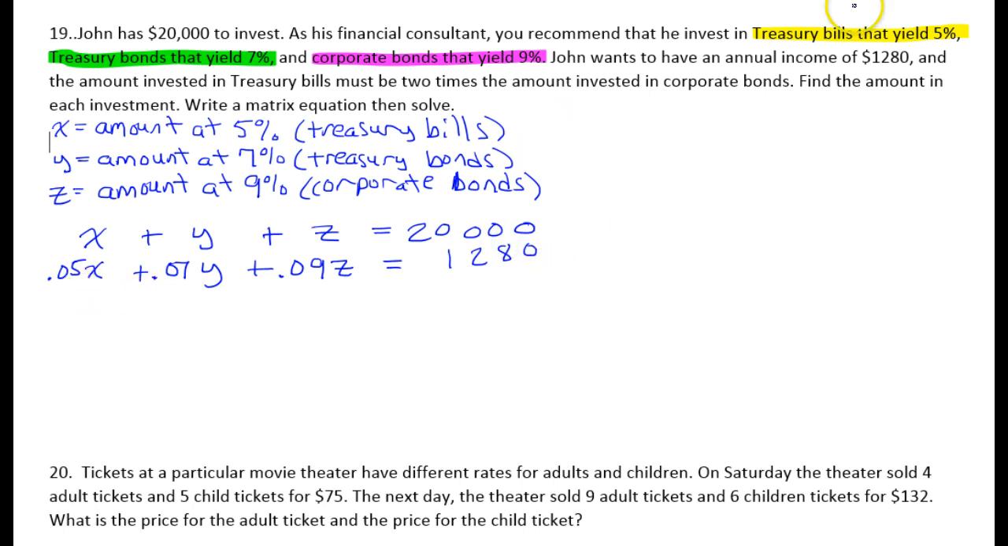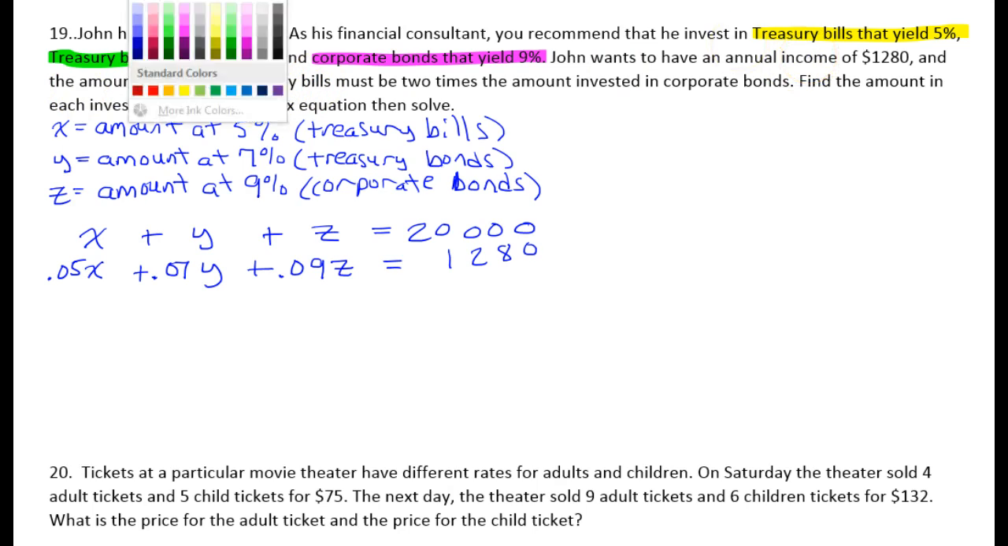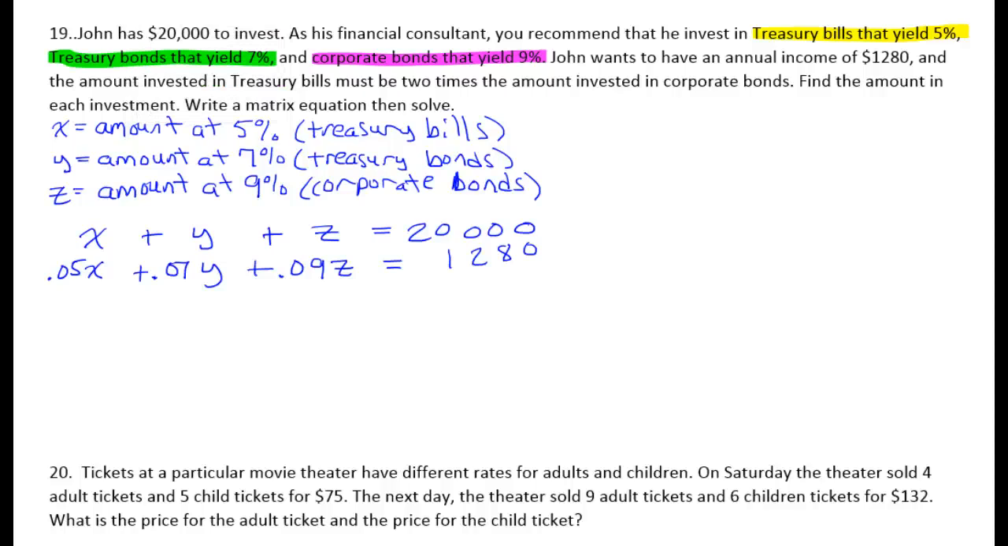So we need one more equation, so I'm hunting around, and it says the amount invested in treasury bills, okay, that's the 5% one. Okay, let me try to color coordinate this. The amount invested in treasury bills must be 2 times the amount invested in corporate bonds.